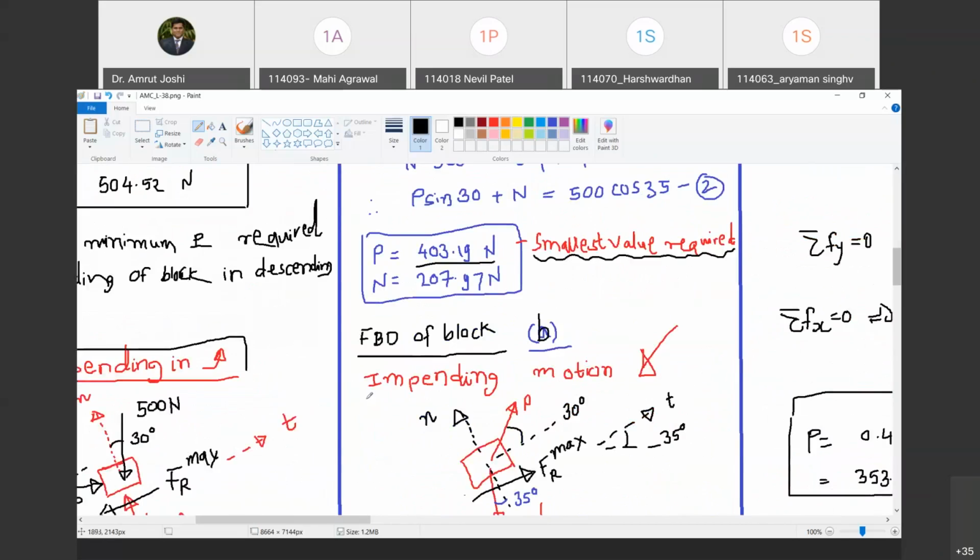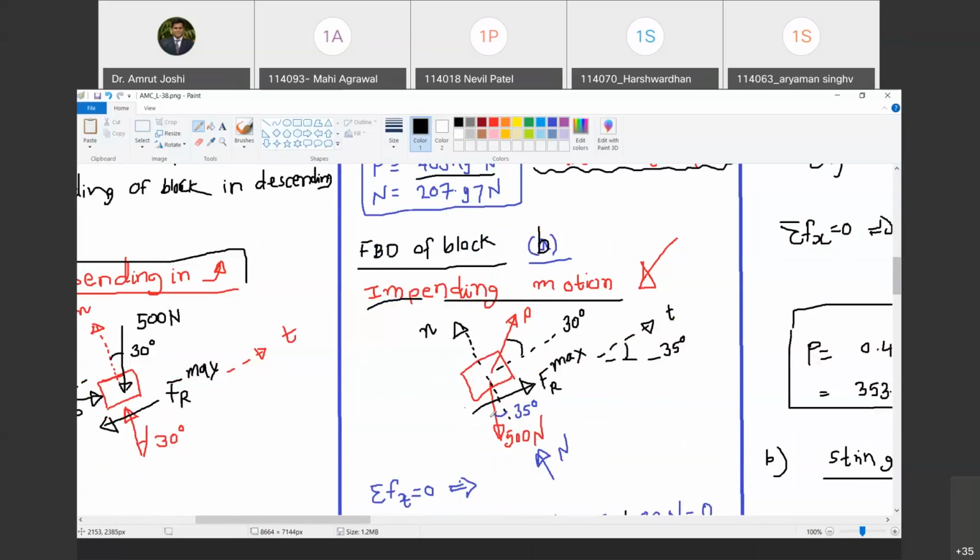So look at the free body diagram for case B. What is the direction of impending motion? The block is about to slide down. Therefore, the direction of impending motion is shown as downward. Happy? Yes, sir. Naturally, therefore, the maximum frictional resistance that is offered is going to be in the counter direction. It is upward.